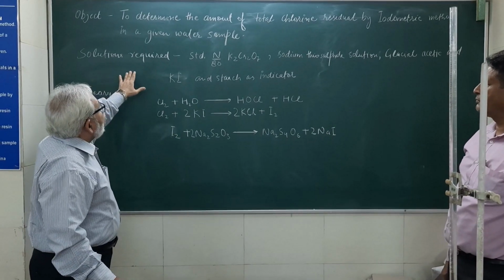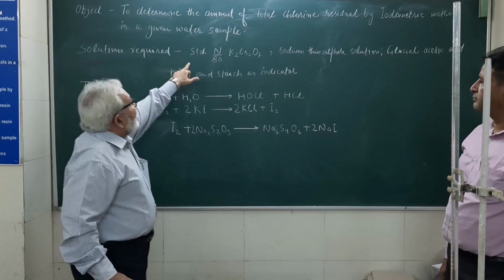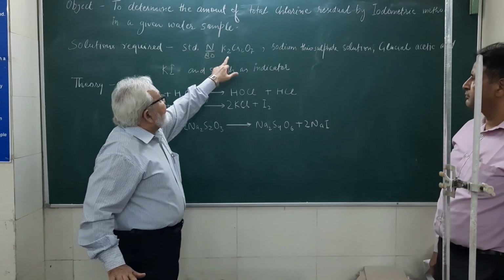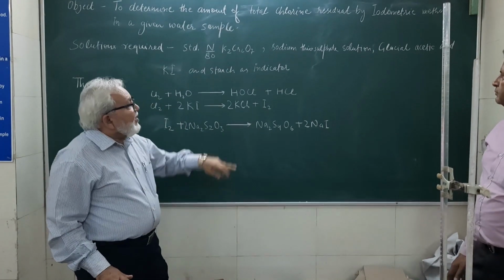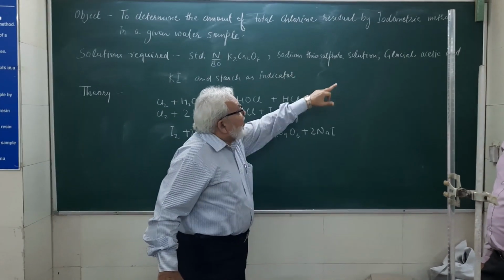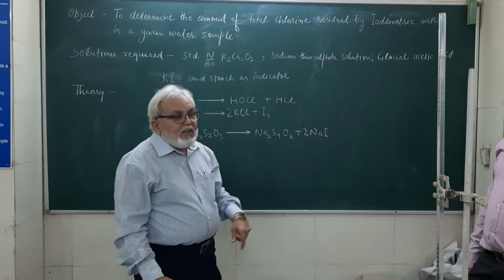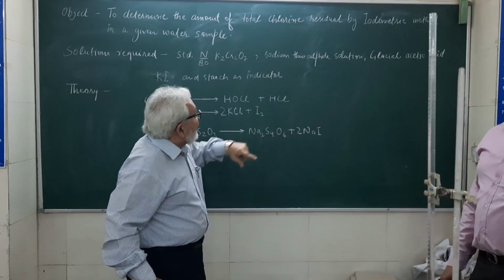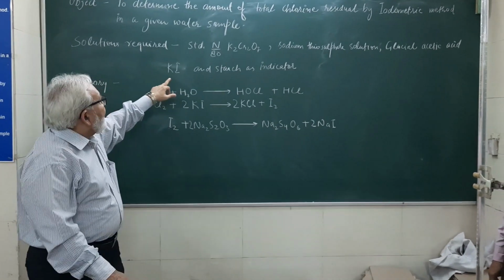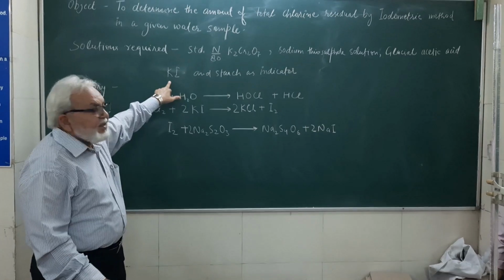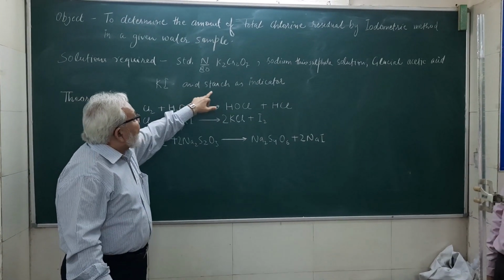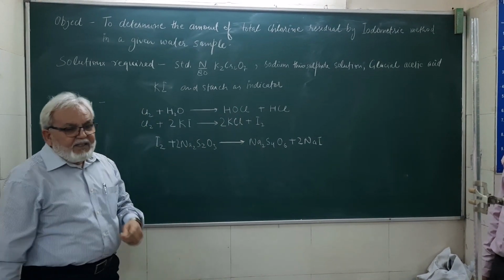Solutions required: standard N/80 K2Cr2O7, sodium thiosulfate solution, glacial acetic acid, potassium iodide which is 10%, and starch as indicator.